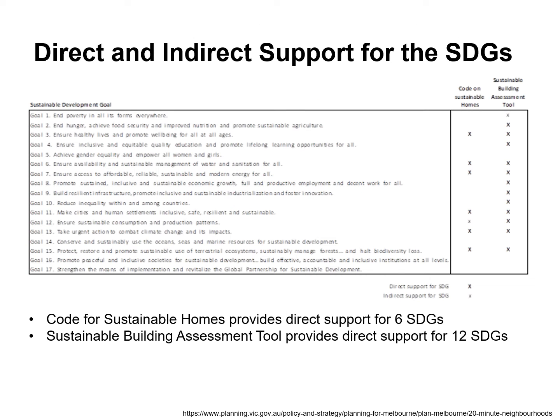What we then do is pull those results into a summary table, with the first column showing all the SDGs, the second column showing the results for the Code for Sustainable Homes, and the third column showing the results for the Sustainable Building Assessment Tool. This shows that there's very clear direct support for 6 SDGs in the Code for Sustainable Homes and direct support for 12 SDGs in the Sustainable Building Assessment Tool.